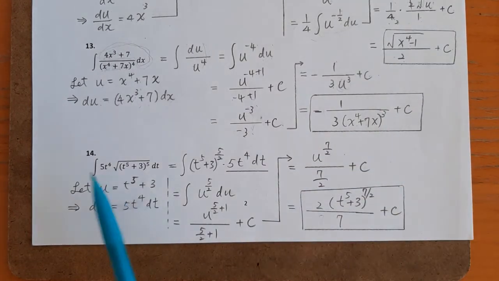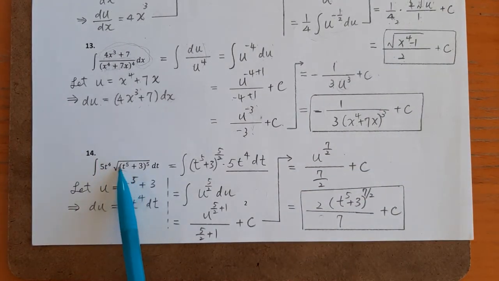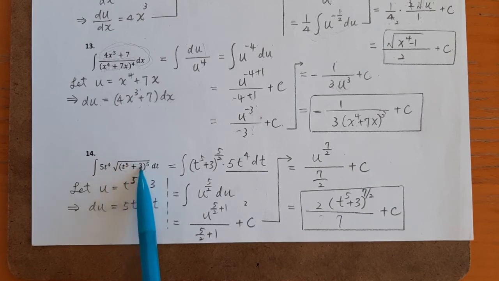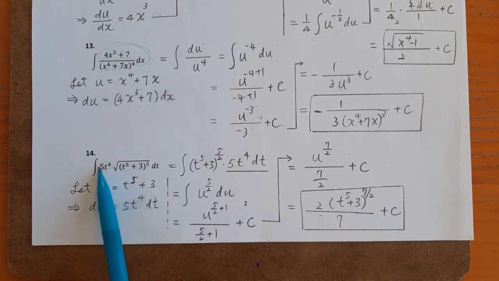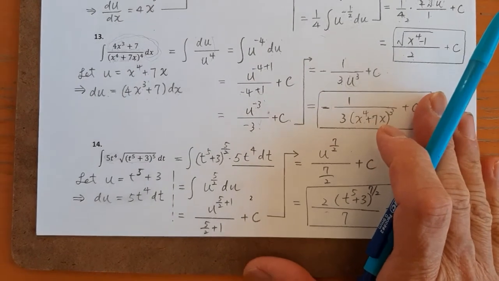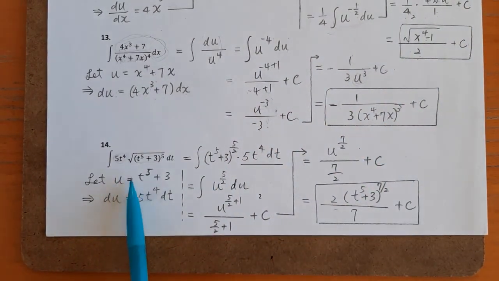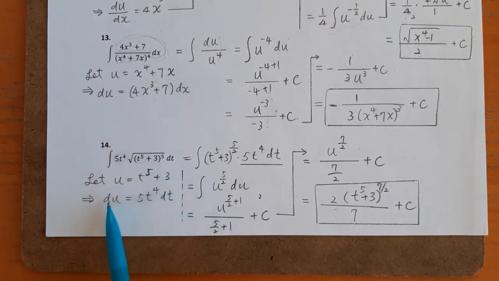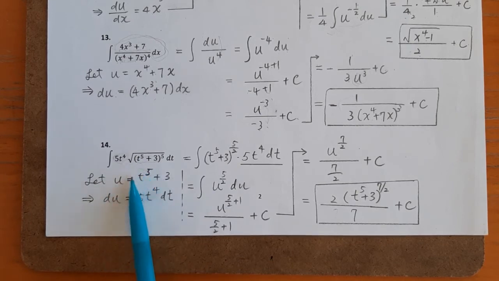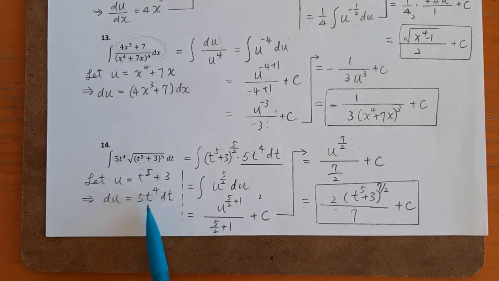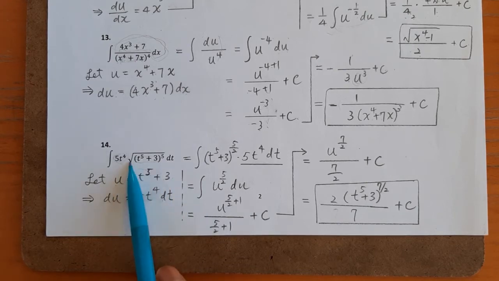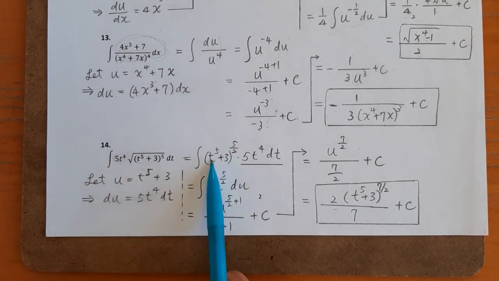Also, this one also. You observe this part, t to the power 5 plus 3. If you take derivative, you got 5t to the power 4, which is this part. So you do substitution, u sub. So let u equal t to the power 5 plus 3. du, take derivative is 5 go from t to the power 5 minus 1, t to the power 4 dt. And then this question, and this is the base integral.